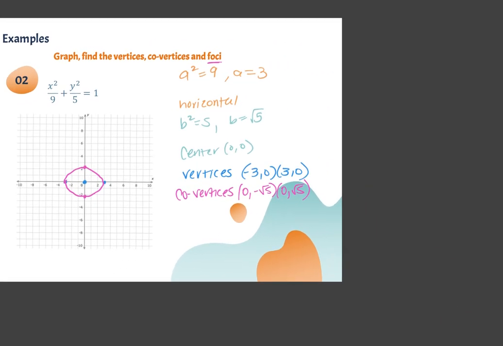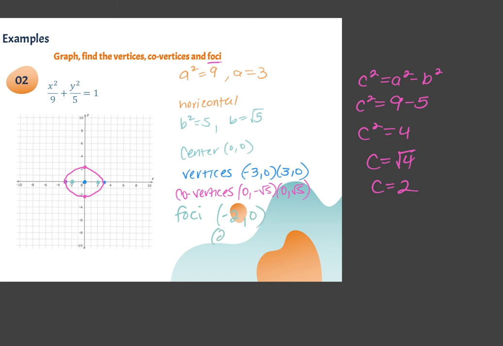So I have my A and my B. C squared equals A squared minus B squared. C squared would equal 9 minus 5. C squared would equal 4. C would equal the square root of 4, which is 2. So I go again on the horizontal because that's my major axis. Right 2, left 2. And my foci would be negative 2, 0, and 2, 0.